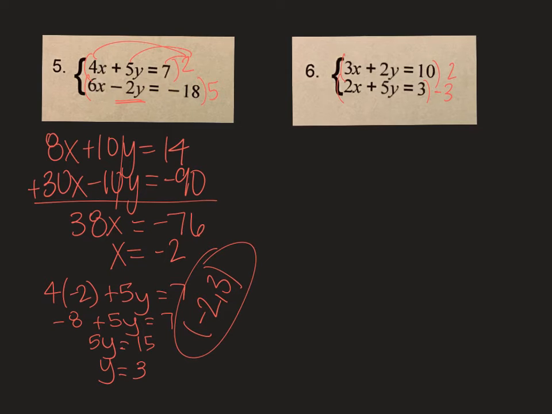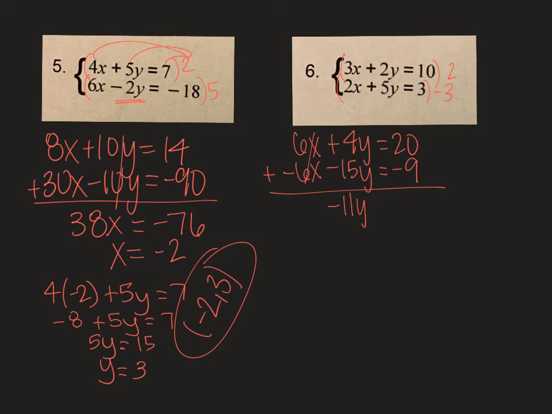Okay, so I'm going to multiply both of those equations. 6x, 4y, 20. And then when I multiply by negative 3, negative 6x, negative 15y, negative 9. So I add those two together. My x's add to 0. 4 plus negative 15 gives me negative 11y. 20 plus negative 9 gives me 11. I divide by my negative 11 to get negative 1 for y.